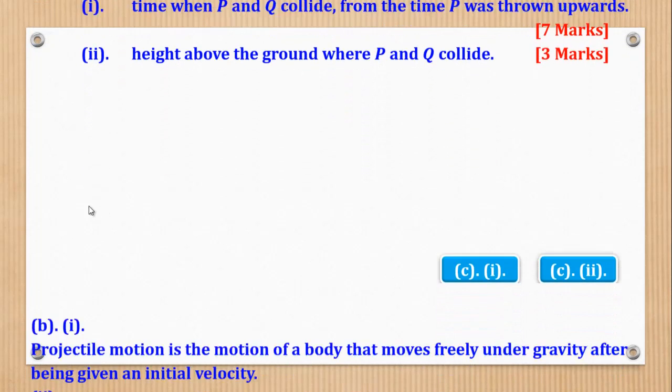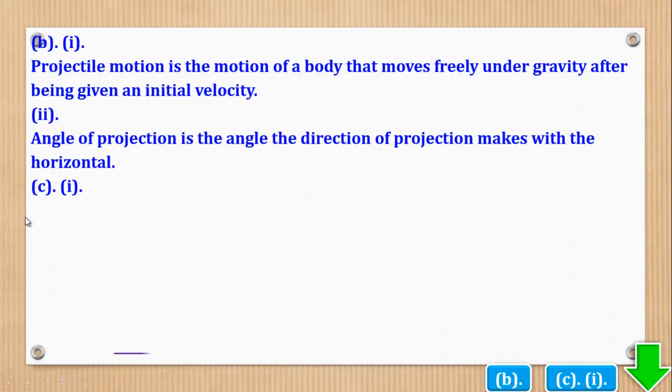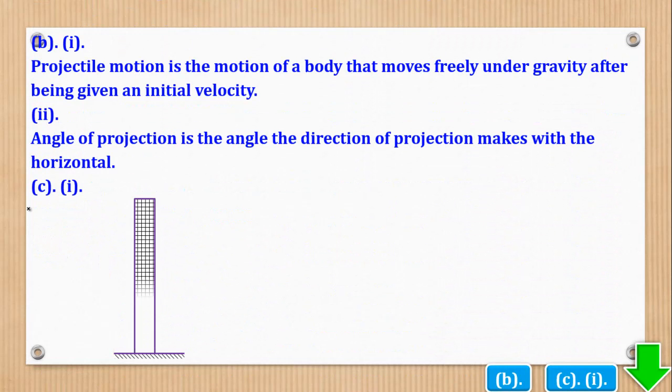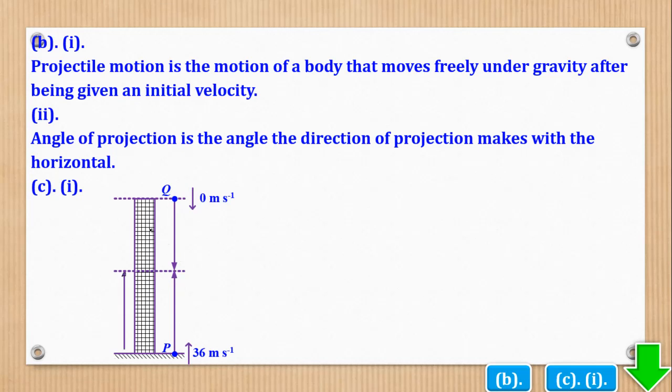We shall need to make a simple sketch. So that is P being thrown up, and we have Q being dropped. Dropping means velocity is 0. So when they move, they will collide at this point, and let the height from P be S1 and from Q be S2.